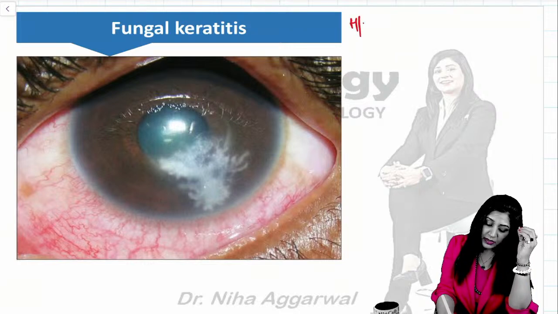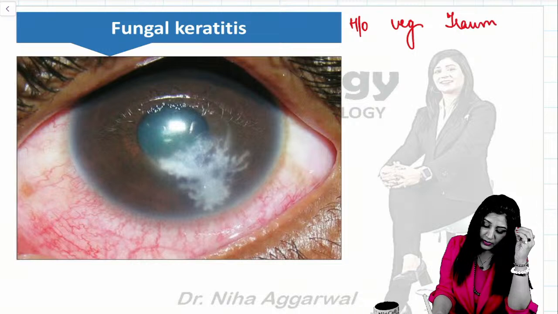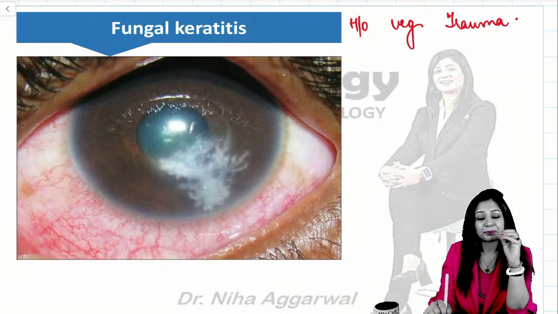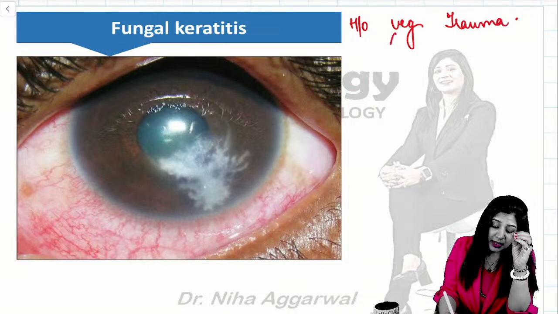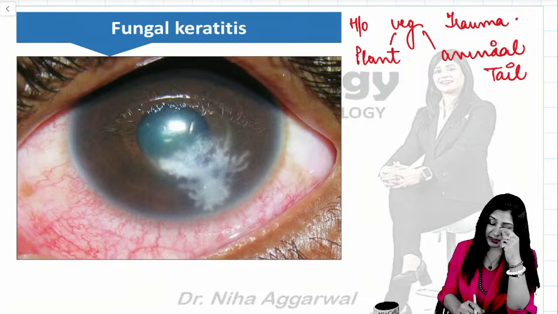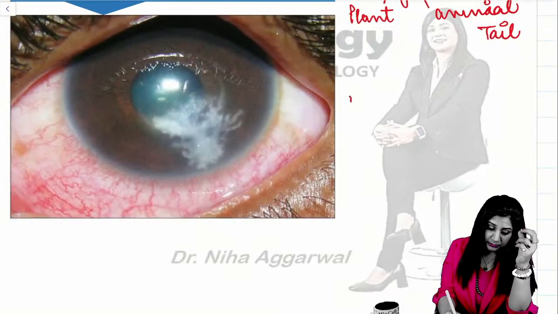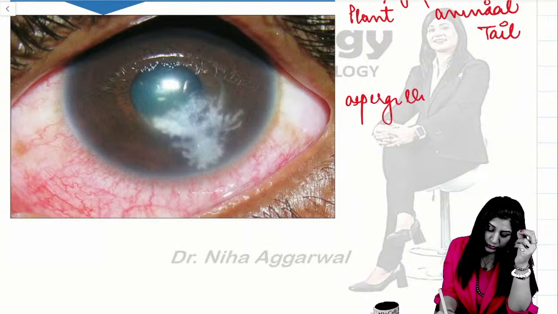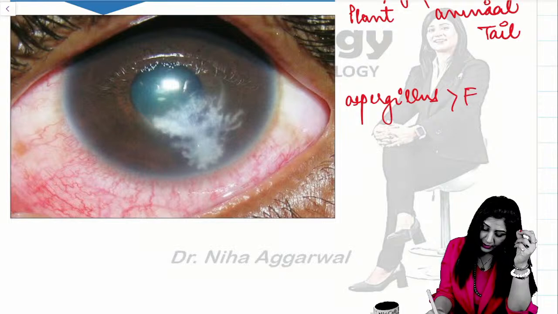Here you will get the history of vegetative trauma. First of all, very, very important, you will get the history of vegetative trauma. In vegetative trauma, plant material can be there, or it can be animal tail injury. So any one history you are getting. Apart from this, most common is Aspergillus, followed by Fusarium. This is the name of the fungus.